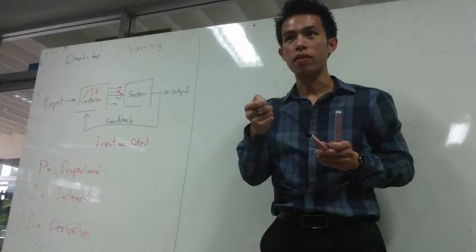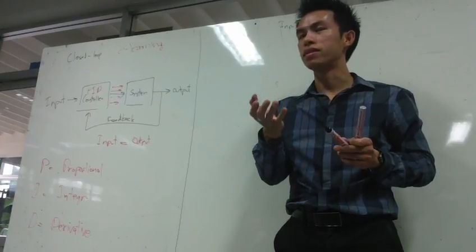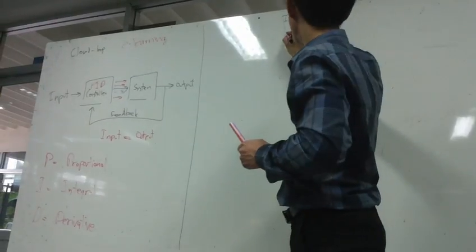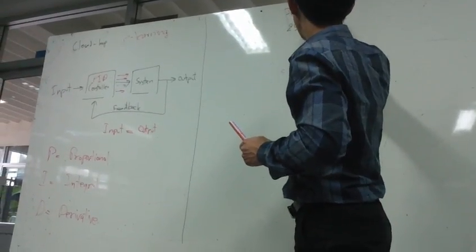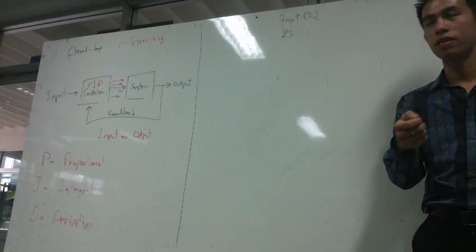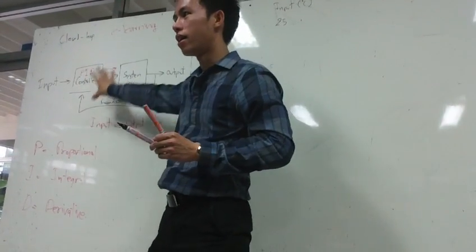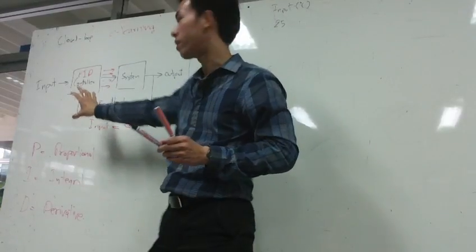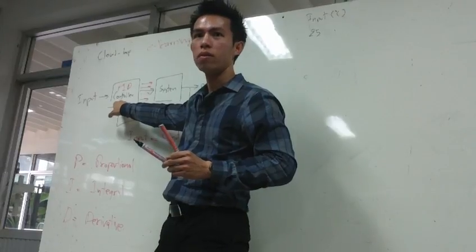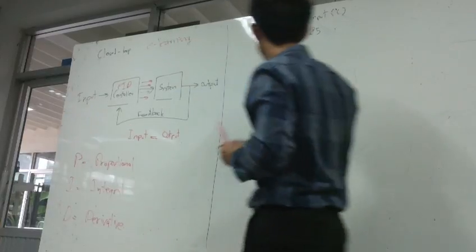is when you enter the temperature. Let's say you put in 25 Celsius. When you turn it on, you put in 25 Celsius. The air conditioner usually has a control system too. So what it does is it's going to tell the controller, okay, this is my input.